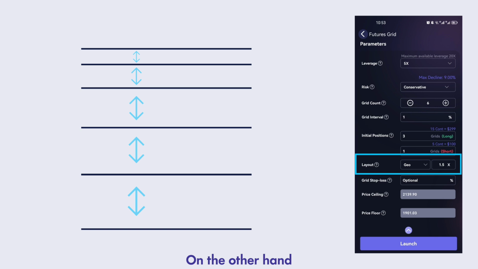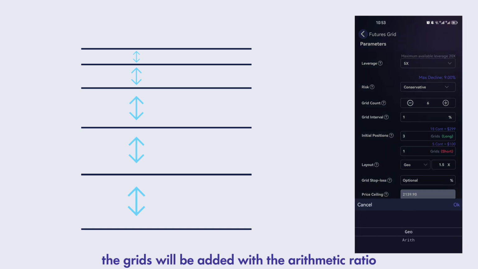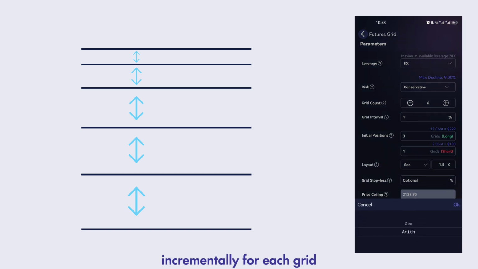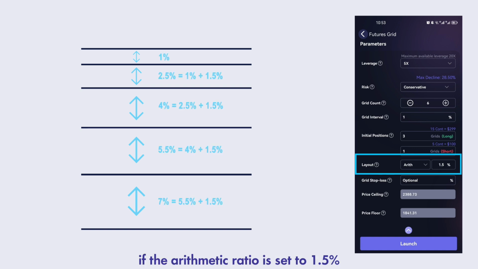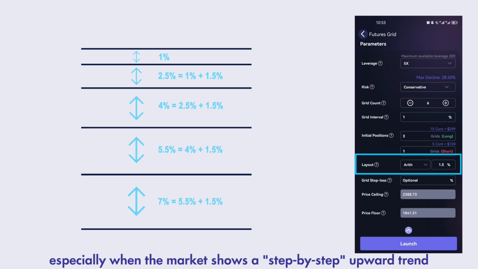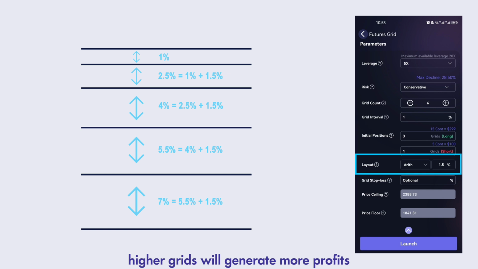On the other hand, if you choose the arithmetic, the grids will be added with the arithmetic ratio incrementally for each grid. For example, if the arithmetic ratio is set to 1.5%, your grid layout will look like this. In rising markets, especially when the market shows a step-by-step upward trend, higher grids will generate more profits.